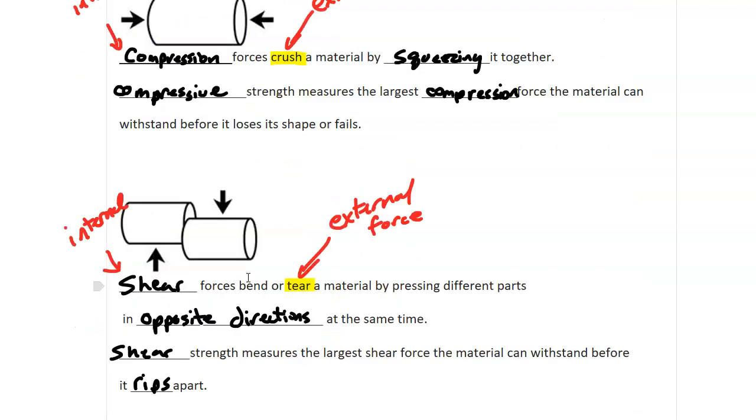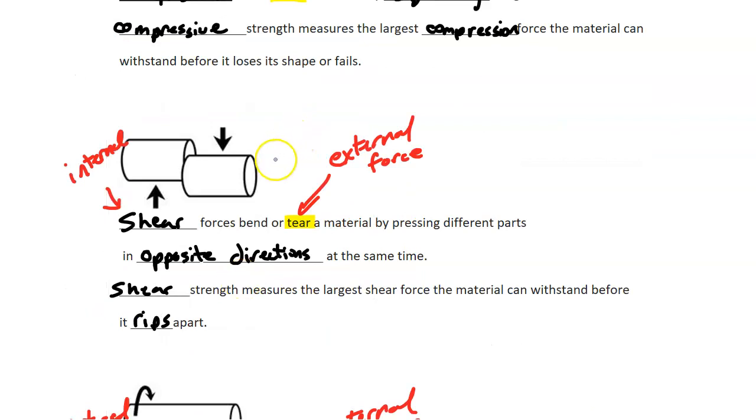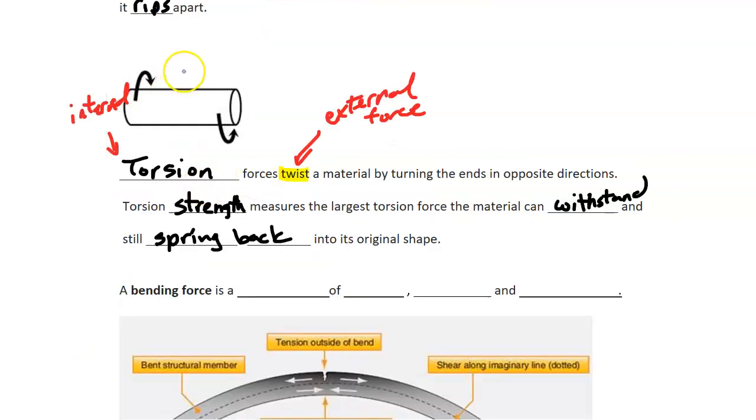So how is a compression force different than a shear force? Well, these are, again, towards each other, but they're at different points, two different points upon the object, right? The forces are moving towards each other, but at different spots along the object causes that shear force. And that torsion force is going to be usually one clockwise and one counterclockwise motion acting upon the object.